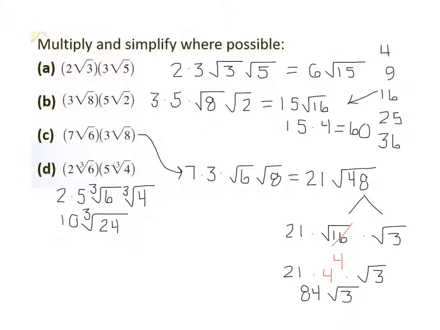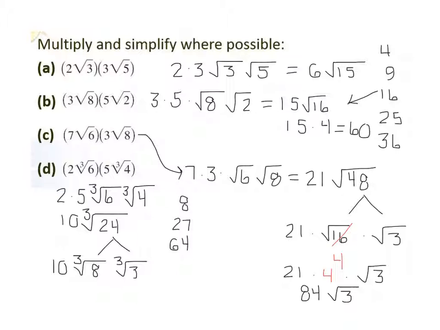So now we have to think about our list of perfect cubes: 2 cubed, 3 cubed, 4 cubed, and so on. I can see that 8 divides into 24 3 times. So the cube root of 24 is equal to the cube root of 8 times the cube root of 3. And we'll just leave that 10 out in front.